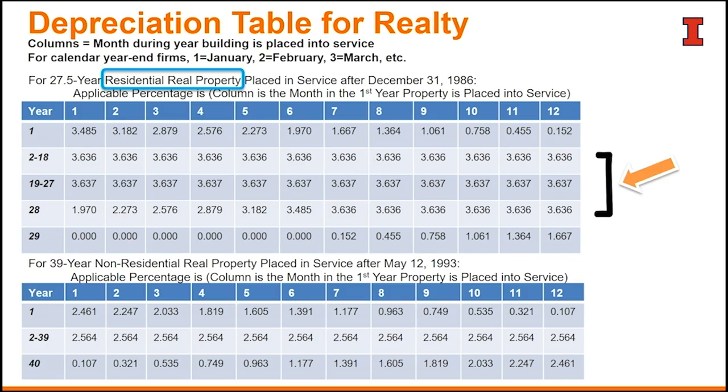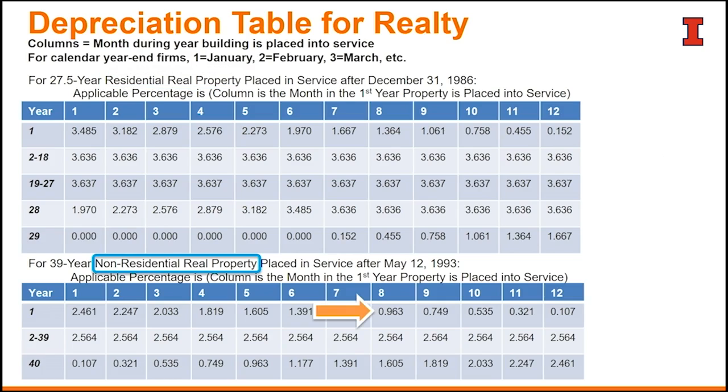So if you stay in column 8 and look at the percentages in row 2 to 18, row 19 to 27, and row 28, they're all basically the same, either 3.636% or 3.637%. The rates are slightly different to accommodate rounding, but this is the idea of straight line, that the depreciation rate is the same over time.